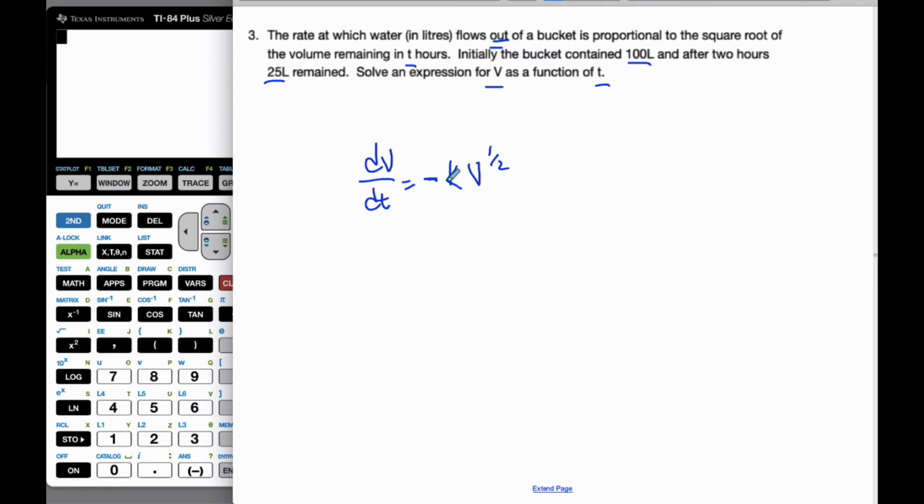If I don't put the negative there, I can just solve for k, and k will end up being a negative value as well. But I like to think about me being in charge of the negative itself, thinking it through. So here's my differential equation. And I can see that v is out here, and this is v over here as well, and k is constant. But I know the initial bucket, so when t equals 0, the volume is 100 liters. And when t is equal to 2 hours, the volume is equal to 25.